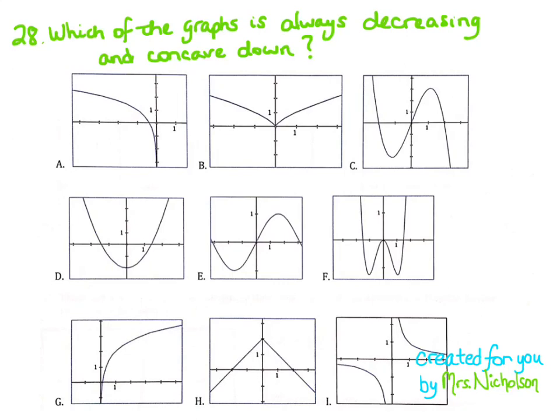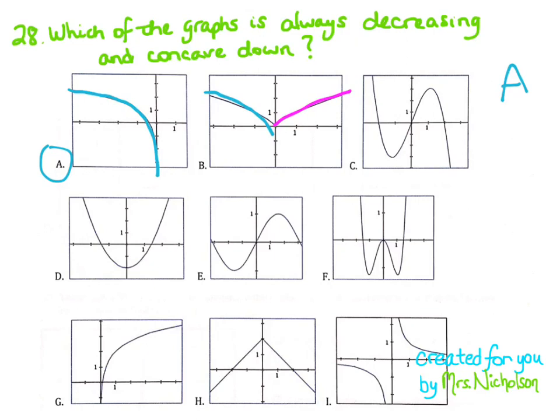Next question, which of the graphs is always decreasing and concave down? Well, graph A, that graph is always decreasing. And notice that the curve is opening down. That is an example of concave down. So A would be an answer for that. Graph B, the first part of this graph is decreasing and concave down, but the second part of the graph after we cross the y-axis, this part of the graph is increasing, and so that doesn't fit our description.